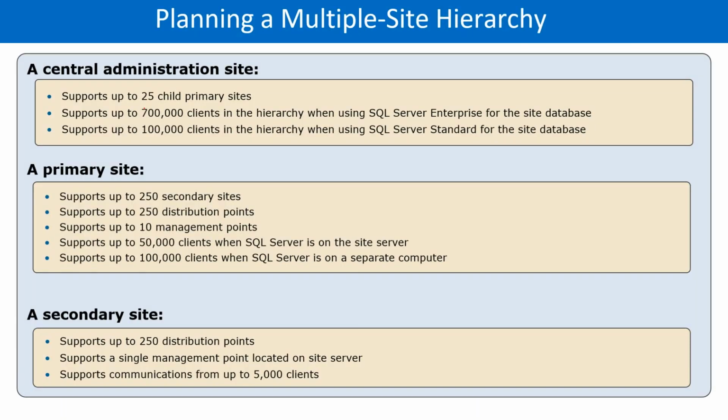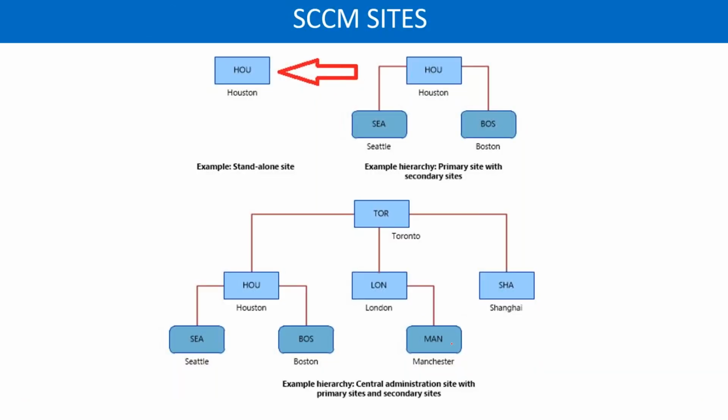The capability of the central administration site: one central administration site supports 700,000 devices. One primary site supports 100,000 devices, and one secondary site supports 15,000. This slide is a little old, so it is 15,000 devices. Clear? Yes. Now, I explained the architecture to you yesterday. Give me 1 minute.